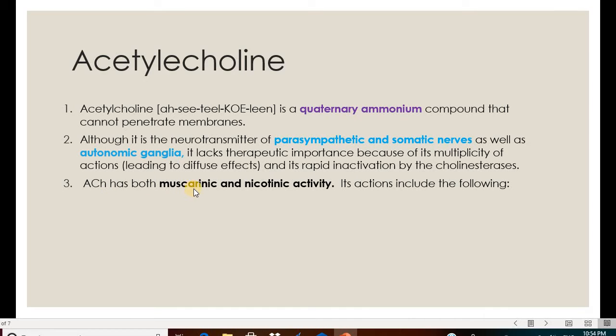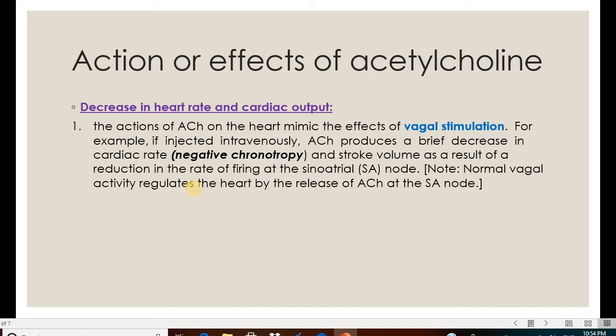Acetylcholine is receptor non-specific, so it can act on both muscarinic and nicotinic receptors. Its actions: we have already discussed that acetylcholine belongs to the parasympathetic drugs. It's a parasympathomimetic, which means it mimics the effects of the parasympathetic system. Whatever effects we have studied in the parasympathetic system, acetylcholine has similar effects. In the parasympathetic system, the heart rate decreases and the cardiac output decreases. So acetylcholine shows the same: heart rate decrease, cardiac output decrease.